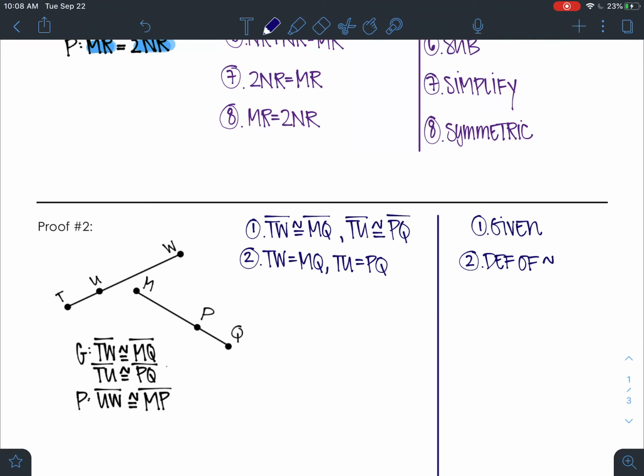So again, guys, that kind of halts us. We don't really have anything to build off of that anymore. So we have to look at our picture and see if we can do anything with segment addition, which I can. All right, so I'm going to write the segment addition for TW and MQ. I'm going to do this all in one step, okay?